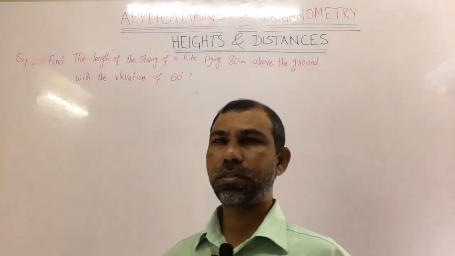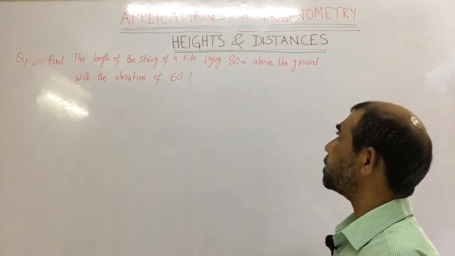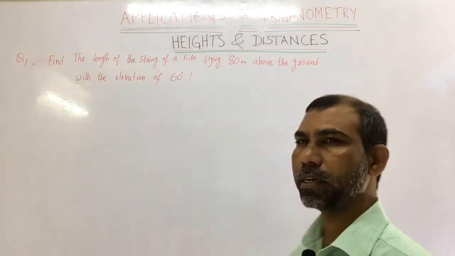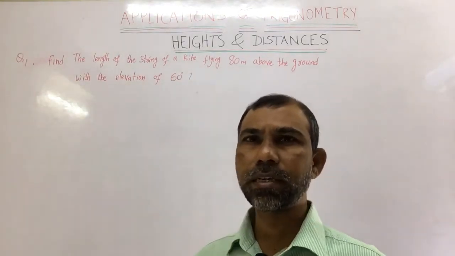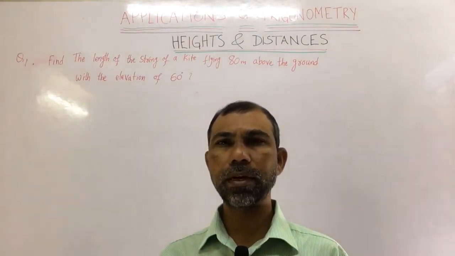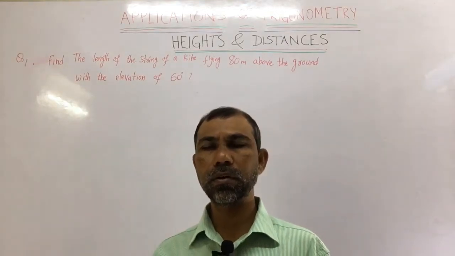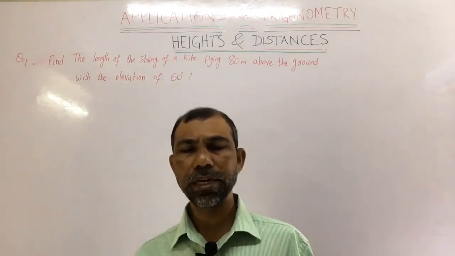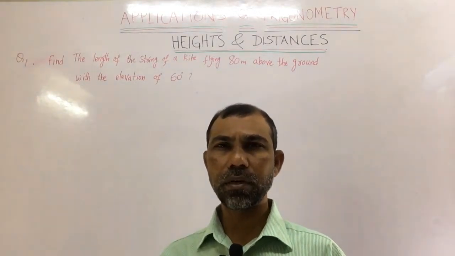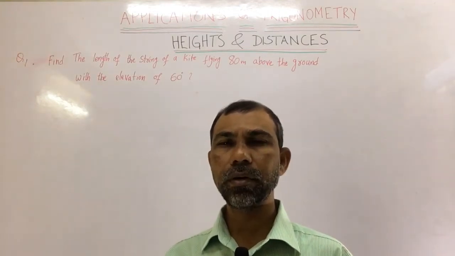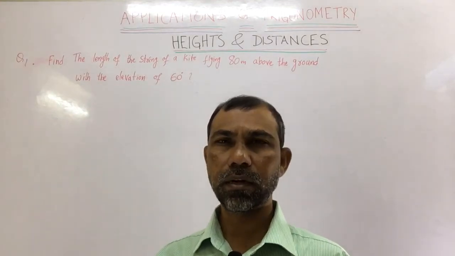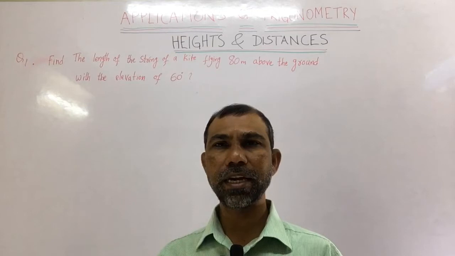Here we have a question. Find the length of the string of a kite flying 80 meters above the ground with an elevation of 60 degrees. So in these heights and distances problems, you need to draw the diagram. The diagram plays a very important role in solving the problem. First you need to read the question carefully, and then draw the rough figure related to the problem, and mention all the details given in the problem on the rough diagram, and hence you can decide what to find.